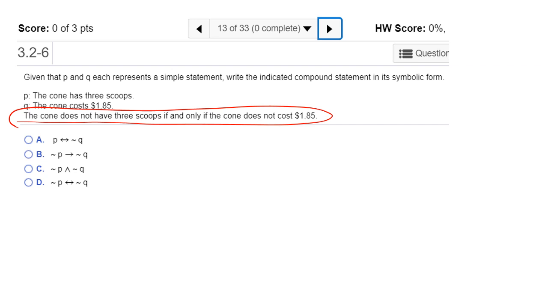On question 13, we have P and Q statements, and we need to symbolically create: the cone does not have 3 scoops if and only if the cone does not cost $1.85. The cone and the 3 scoops would be statement P. Since it is if and only if, we know we need a double-sided arrow. And the cost of $1.85 is statement Q. Now let's see if we have the word not. We do have the word not with 3 scoops, so I put the negation symbol. We also have the word not with $1.85, so I put the negation symbol there. And the result is not P if and only if not Q. So that would be answer choice D.